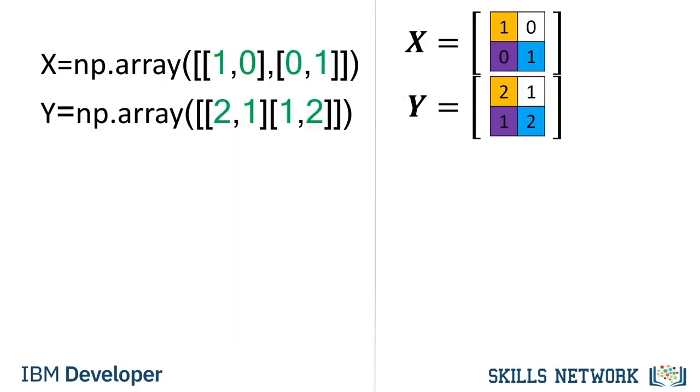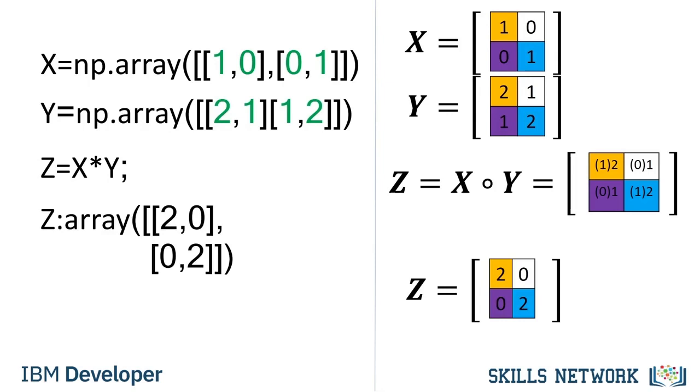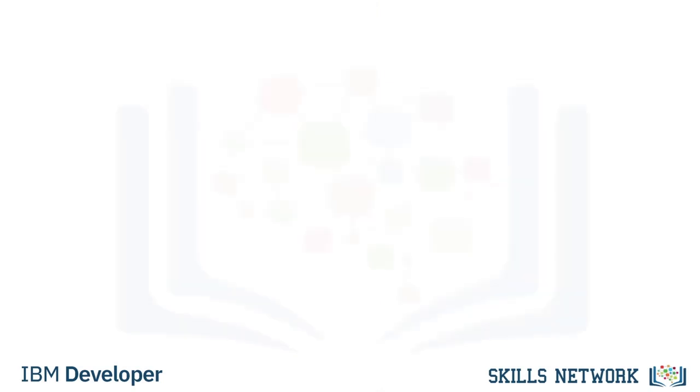Consider the array X and Y. We can find the product of two arrays X and Y in one line and assign it to the variable z as follows. The result is identical to Hadamard product. We can also perform matrix multiplication with NumPy arrays.